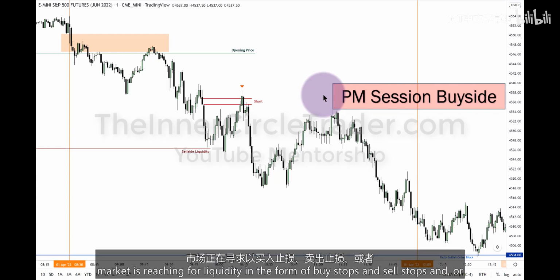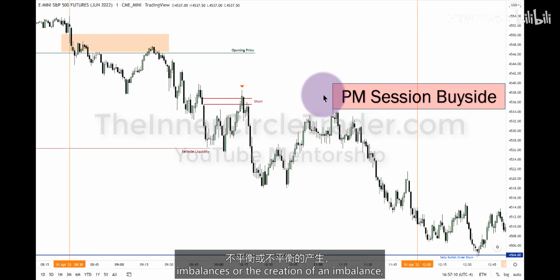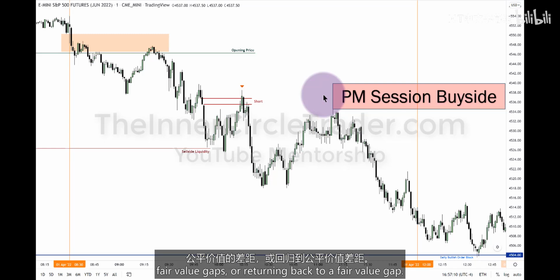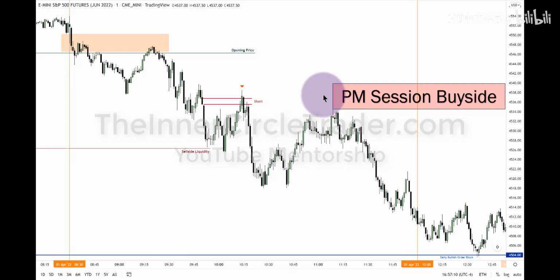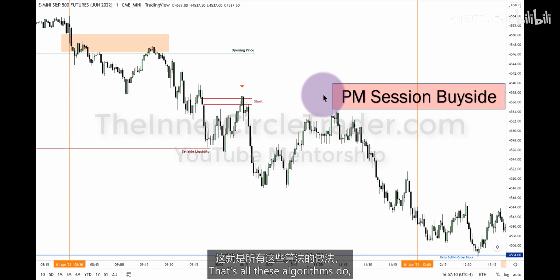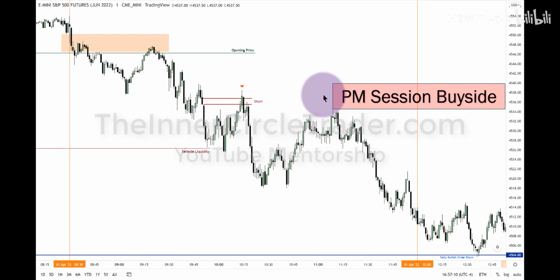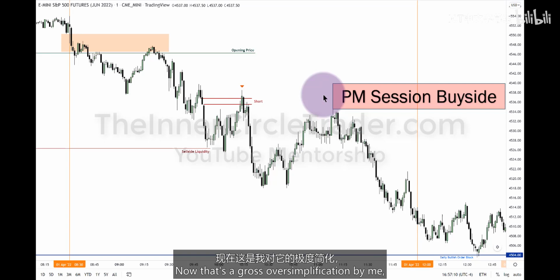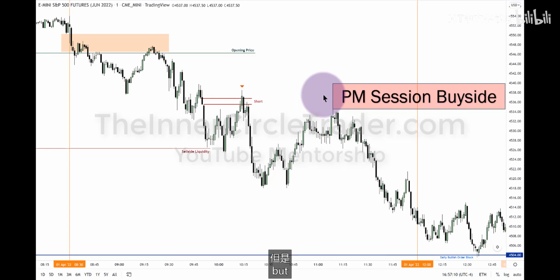Within that logic, the market is reaching for liquidity in the form of buy stops and sell stops, and/or imbalances, or the creation of an imbalance, fair value gaps, or returning back to a fair value gap. Okay, that's all these algorithms do, and they do it on the basis of time, then price. Now, that's a gross oversimplification by me, but by and large, that's all these things do.